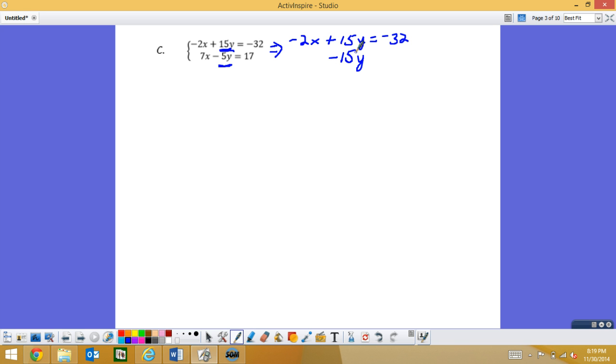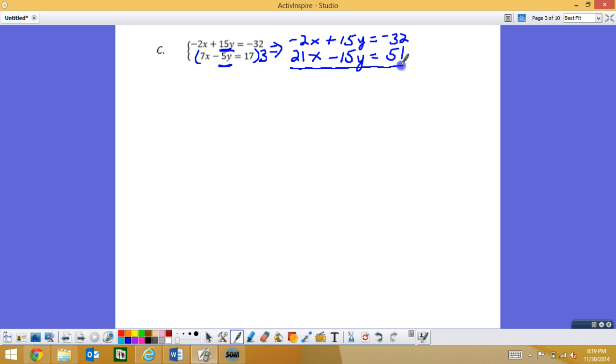The y's become eliminated. So what do I multiply negative 5y by to get negative 15y? The answer is 3. So I'm going to multiply the entire bottom equation by 3, which is legal because we're using the multiplication property of equality. So when I multiply the entire bottom equation by 3, 7x times 3 is 21x. And then negative 5y times 3 is negative 15y. That's what we want to end up with. And then 17 times 3 is 51.